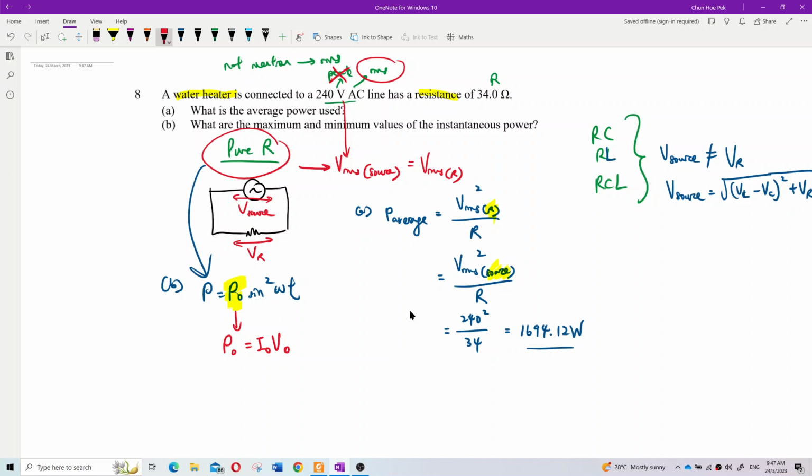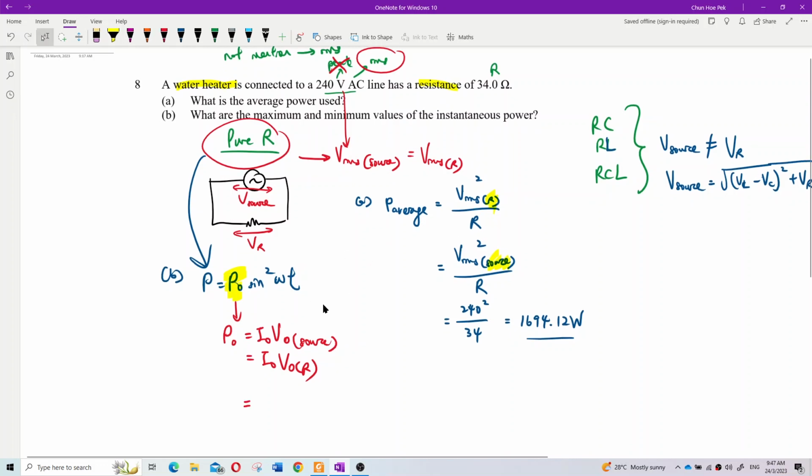For the source, P naught is also V naught R, because in a pure resistor circuit, V naught source equals V naught R. Do I have the I naught? I don't have I naught, but I have V naught. So I can change it to V naught R square over R. P naught uses V naught instead of VRMS.